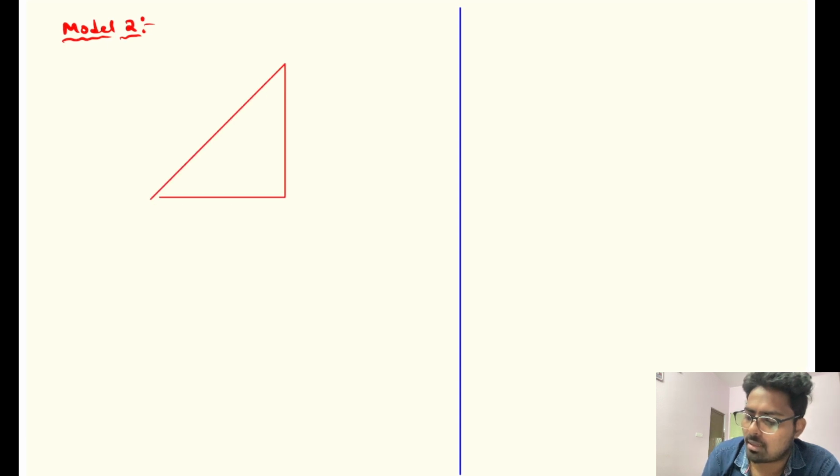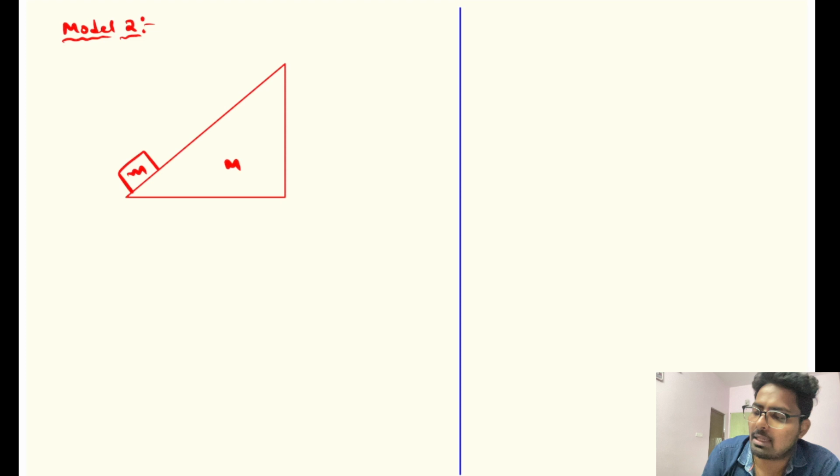Let's say there's a wedge like this, and the mass of this is capital M, and on top of this there will be a block of small mass m, both free to move. Now they'll ask what is the minimum velocity that should be given so that the block just rises to a height h. So how to solve this type of question?